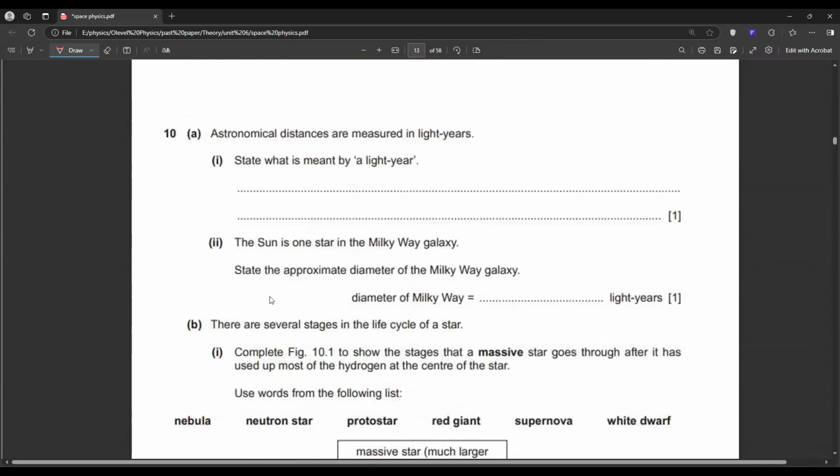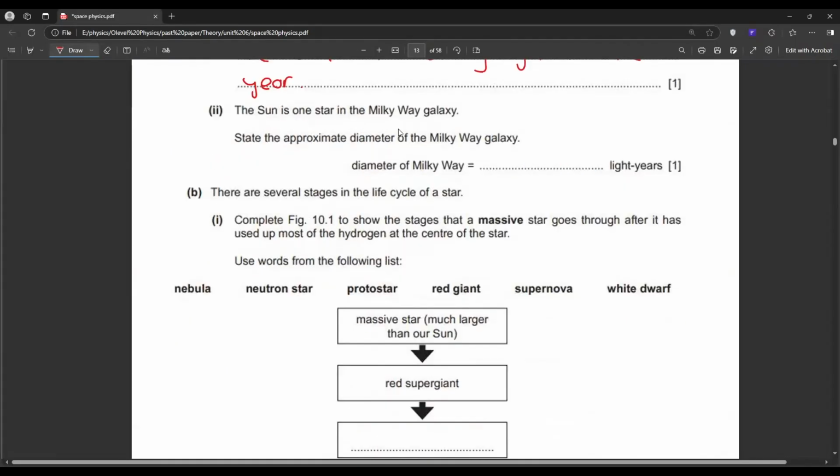Astronomical distances are measured in light years. State what is meant by a light year. The distance traveled by light in 1 year is known as your light year. The sun is one star in the Milky Way galaxy. State the approximate diameter of the Milky Way galaxy. The diameter of the Milky Way galaxy is 100,000 light years.